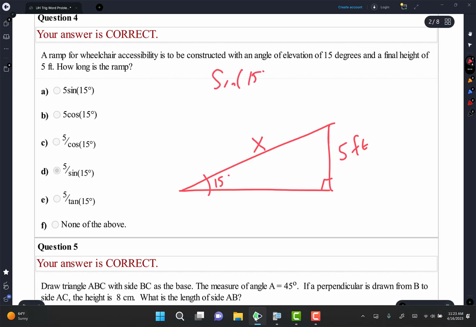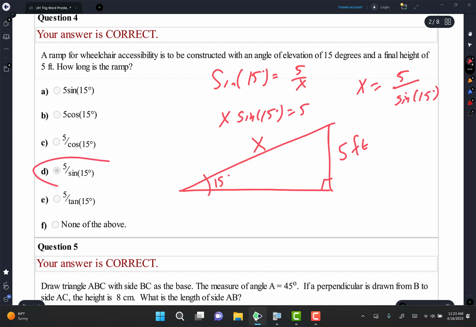So sine 15 degrees is equal to 5 over x. So hopefully you know, times x, times x. So x sine 15 degrees is equal to 5. And then divide by sine 15, divide by sine 15. So x equals 5 divided by sine 15 degrees. And then I'll look for that. And there it is.